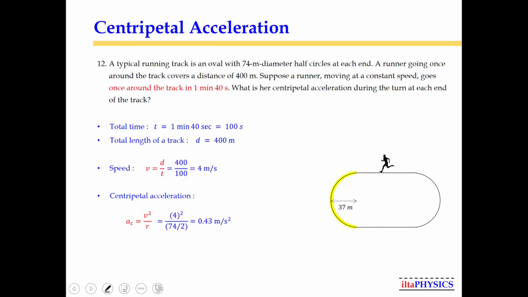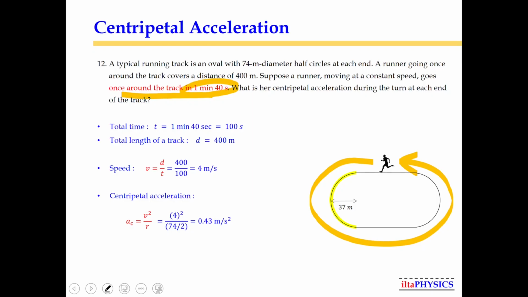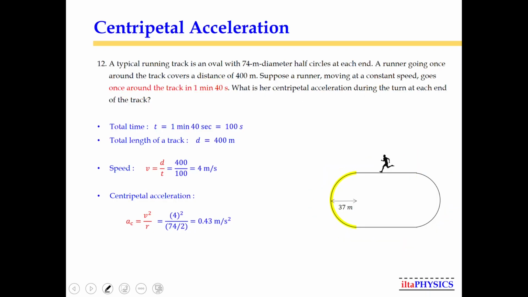Problem number 12 is about a runner on a 400-meter track, specifically their motion during the curved section. A typical 400-meter track has curves at both ends and straightaways in the middle. If the runner completes one full lap in 1 minute and 40 seconds, which is 100 seconds, the problem asks us to find the centripetal acceleration while they are running through the curve. While the overall motion isn't a perfect circle, we can calculate the specific curved part as circular motion.